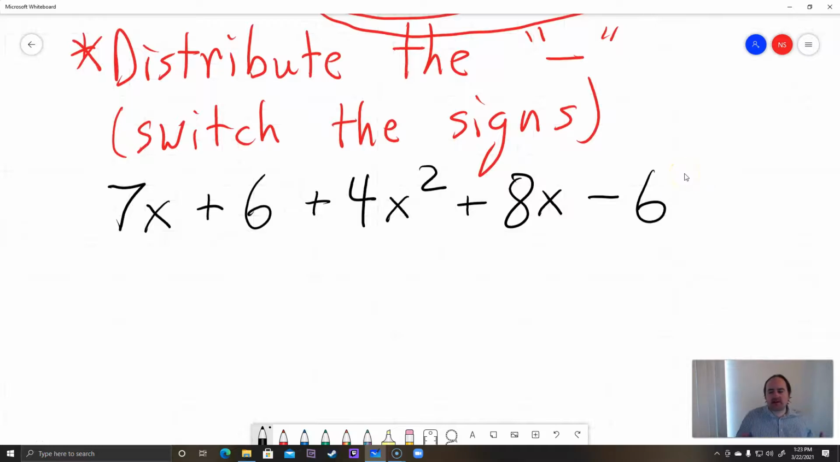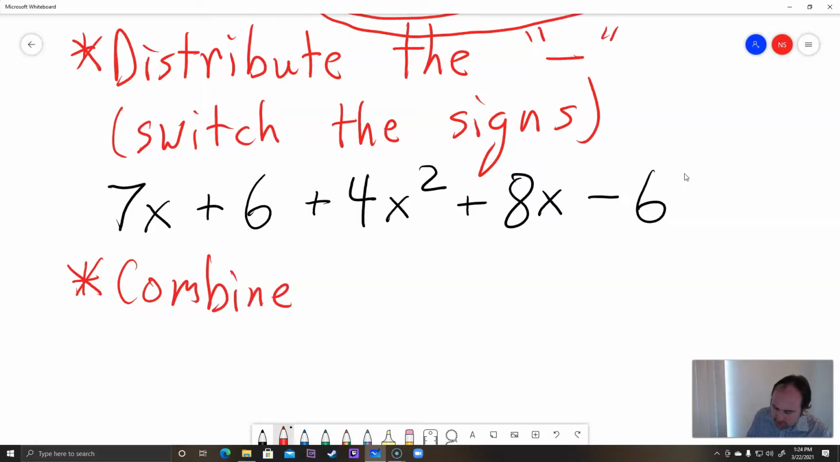So when you're subtracting polynomials, it has one extra step, which is to distribute the minus to the second polynomial at the beginning, but then the rest of the problem is just combining like terms. Just like on the last problem, we're going to combine like terms.